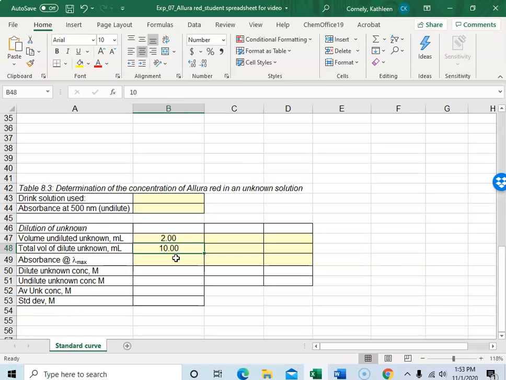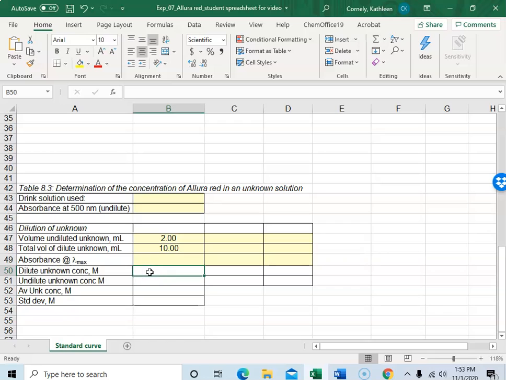We didn't measure the volume of the water. We just added sufficient water so that the total volume of solution was 10 milliliters. So whatever it is that you record in these cells should reflect how it is that you diluted your drink sample. Now, next, you are going to record the absorbance of the diluted solution that you measured using the LabQuest. So don't average that. We're not going to average to the end.